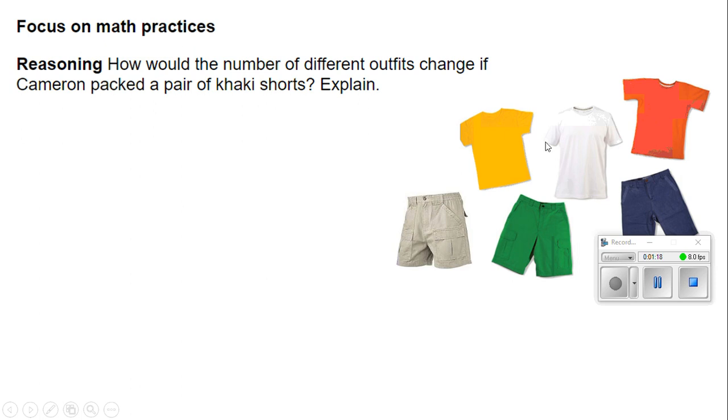Let's focus on the math practices. How would the number of different outfits change if Cameron packed a pair of khaki shorts? Explain. Well, let's think about what happened last time. We had 3 shirts and 2 shorts. Well, we could say that 3 times 2 gave us 6 different options. This time we have 3 times 3 different shorts. That's going to give us 9 different options. Let's see if that works out.